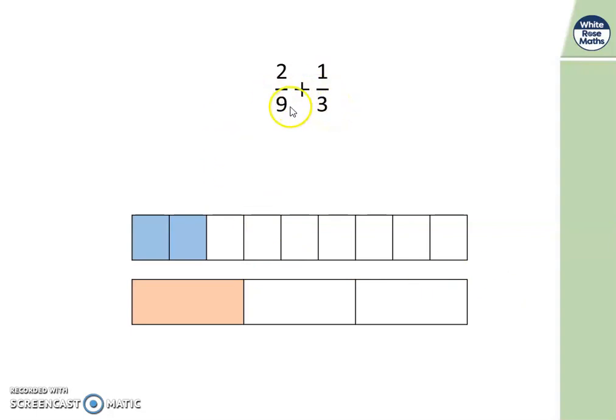But the problem is the denominators are not the same. We need to make it so that they are equivalent to each other, so they're both 9ths. What would we do to 1/3 to change it into 9ths? That's right. We would split it up until we end up with 9 pieces. Now what we've actually done there is multiplied it by 3. So it's gone from 1 piece to being 3 pieces on each strip. So therefore, we multiply the top and the bottom by 3 and we get 3/9.